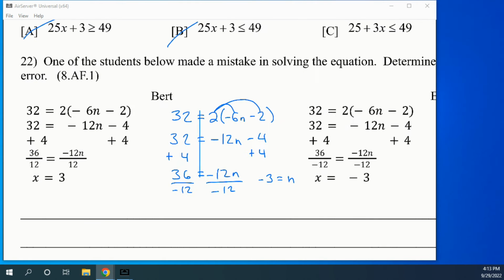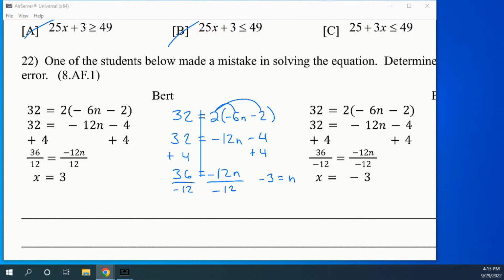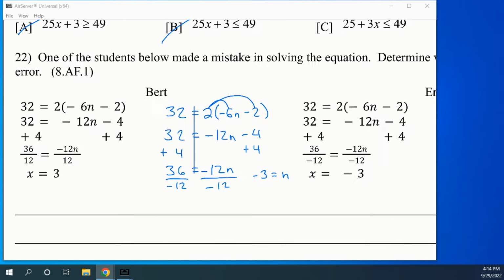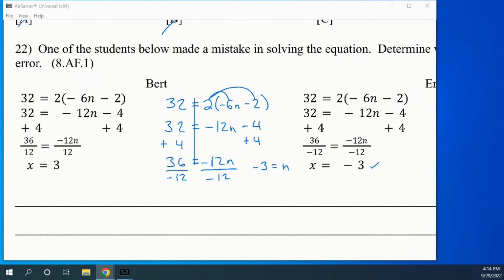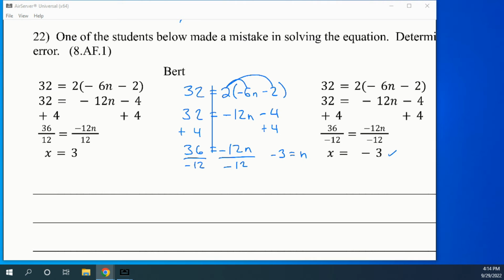Interesting. I just realized both of these variables down here say x. Oh well, it's the variable. You know what it is. So which one did we get negative 3 on? It looks like Ernie. Ernie's is correct. He also got a negative 3. So Bert messed up. Bert made a mistake by what?